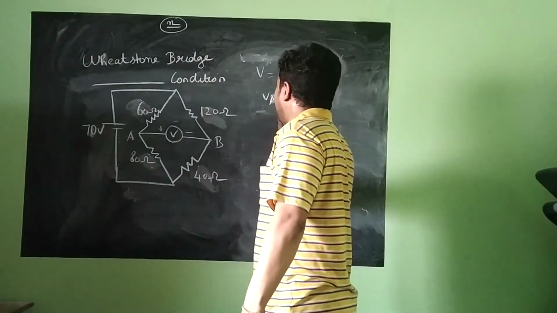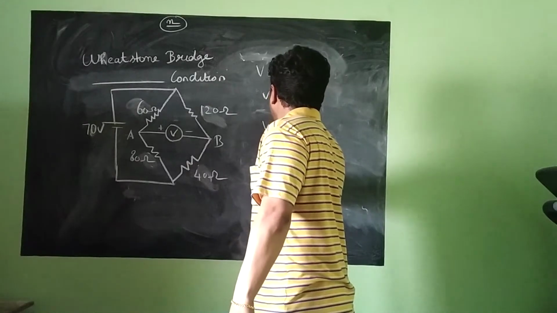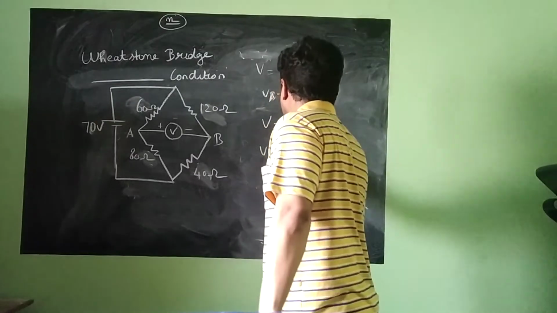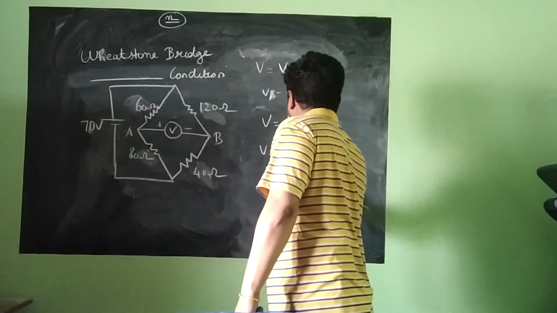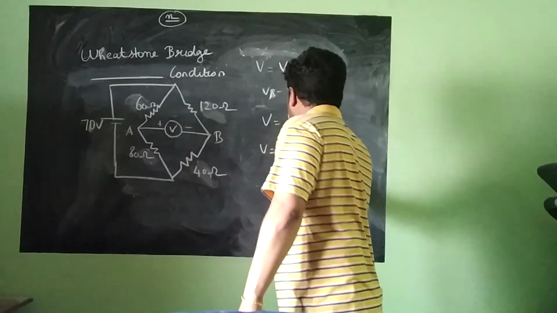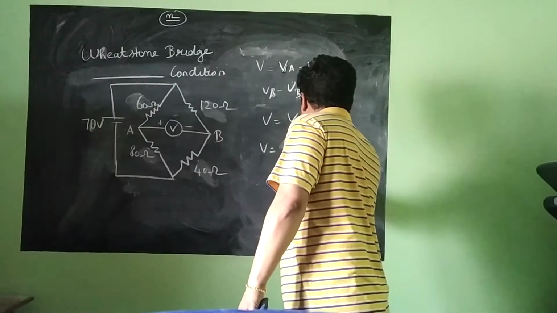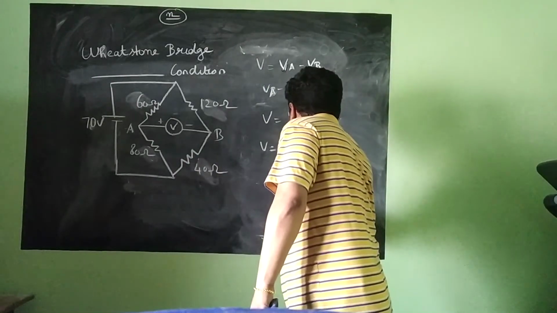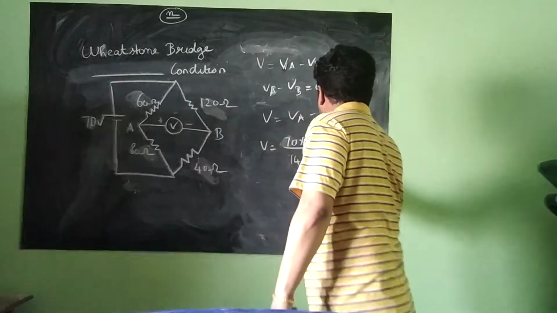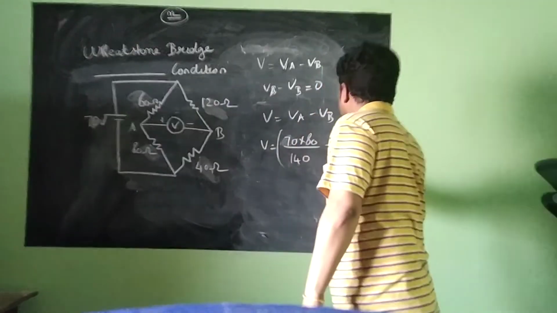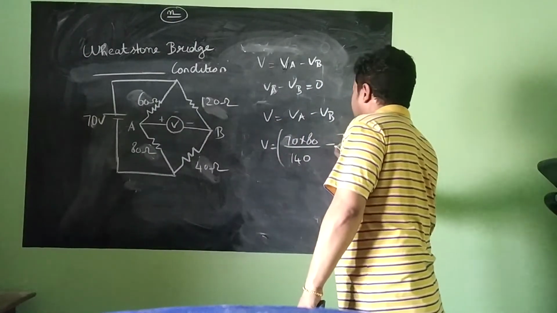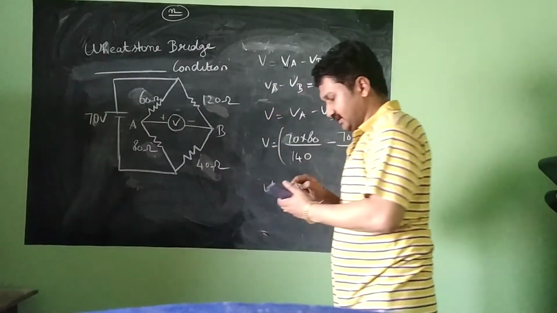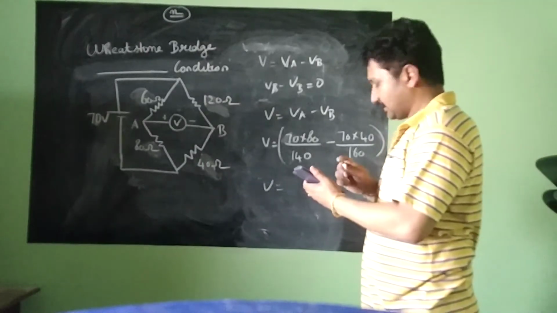So coming back, V equal to VA minus VB, the individual relation: E into, what is E here? 70 into the voltage drop across this, 80 divided by 140, minus 70 into 40 by 160. So it's always better to have a calculator.